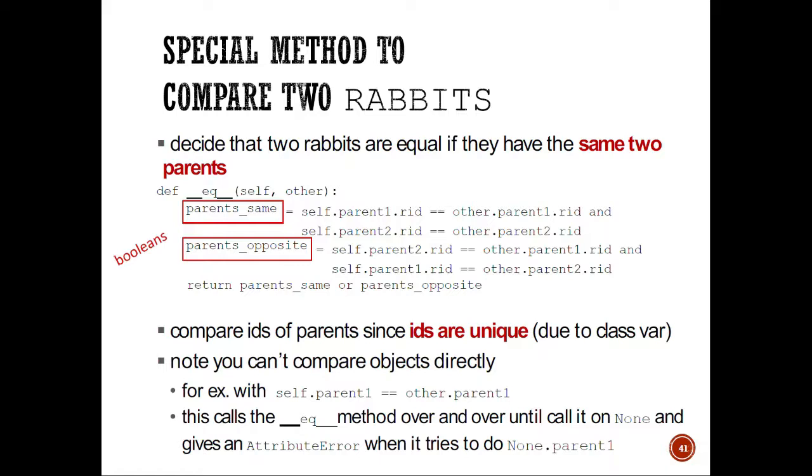We can also define some comparison methods for that particular class. So for example, in this case, decide whether two rabbits are equal if they have the same two parents. So we check if self.parent1 ID is equal to other.parent1 ID, and if parent2 ID is the same for self and other, and the opposite, to be if parent 2 is the same as parent 1 and vice versa, and we return whether parents same or parents opposite. And we are basically comparing the IDs of the parents, since as we mentioned, based on the definition, the IDs are unique. Note that we cannot compare objects directly. So for example, we cannot compare self.parent1 with other.parent1, but rather we are comparing a data attribute.